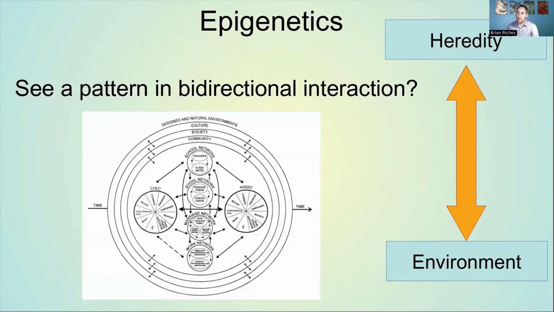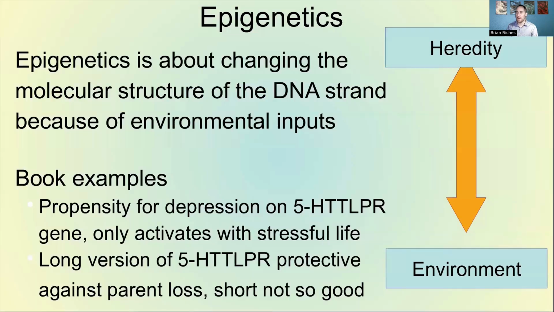So again, this is another example of bidirectional interaction. Our environment can affect the way our genes are read, the way our genes are read can affect how we interact with our environment, and vice versa, and it's a continuing spiral. So let's look at some examples from a textbook. This gene, the 5-HTT-LPR, only activates and causes depression when you have a stressful life. So if you have this gene and you have a not stressful life, you are less likely to get depression. If you have this gene and you do have a stressful life, you are more likely to get depression.